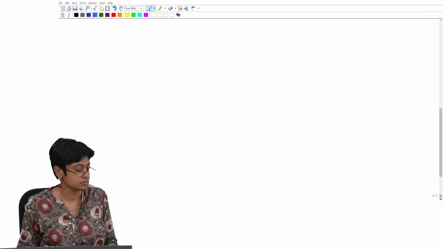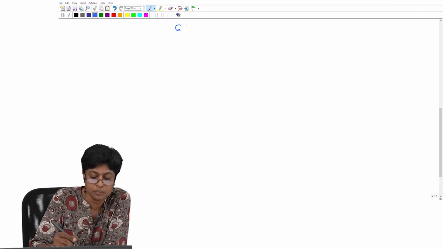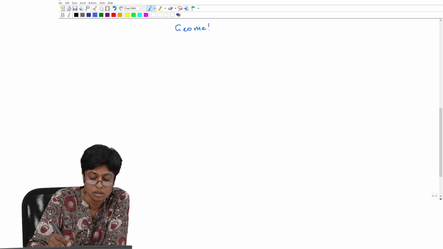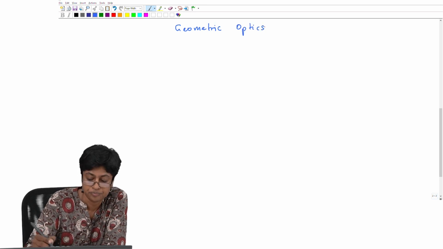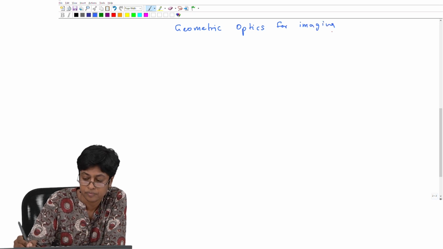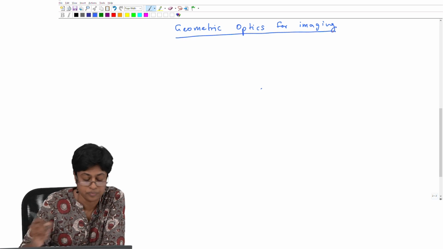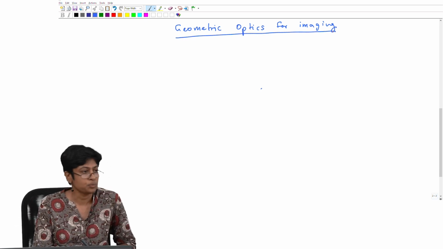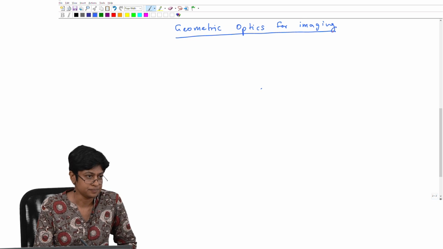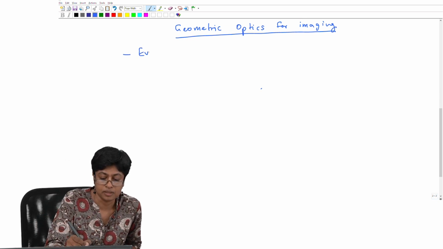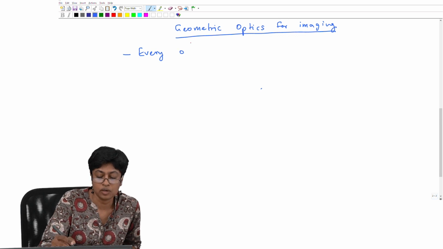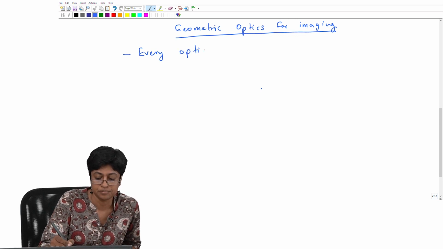Okay? So, as I said, we are going to concentrate on geometric optics for imaging. Okay? So, any optical system, we start off by saying every optical system has what we call an optical axis.